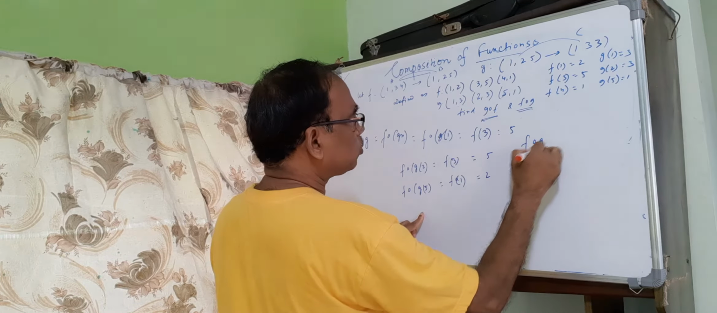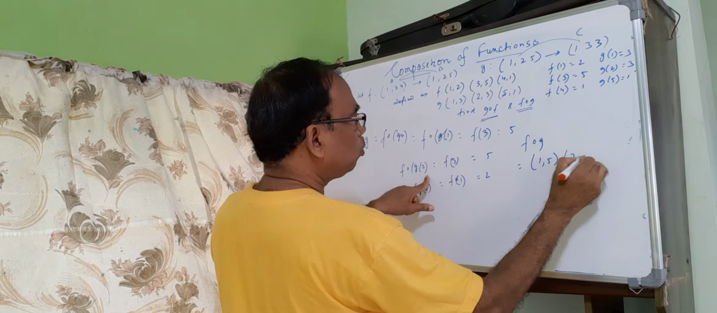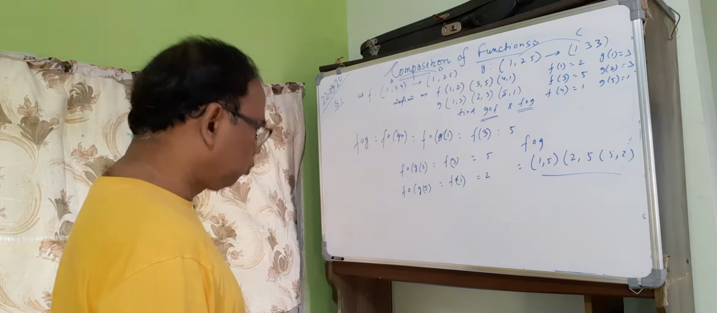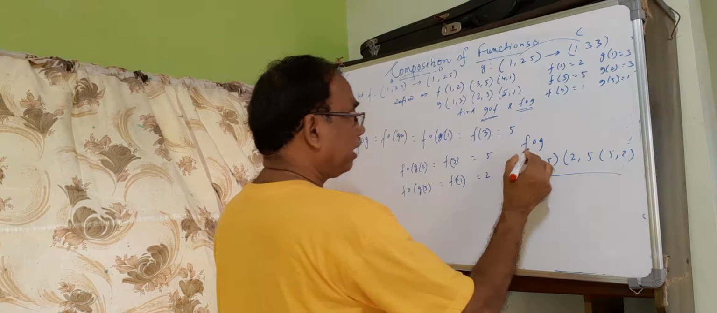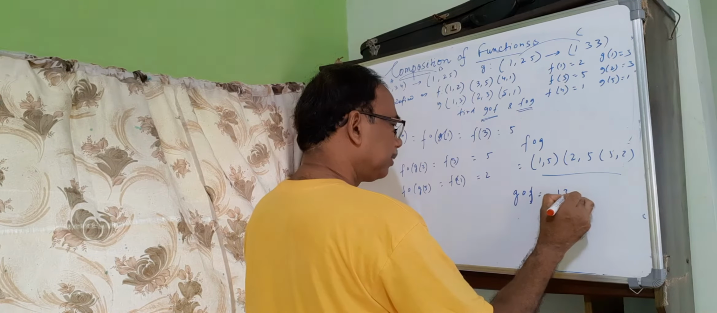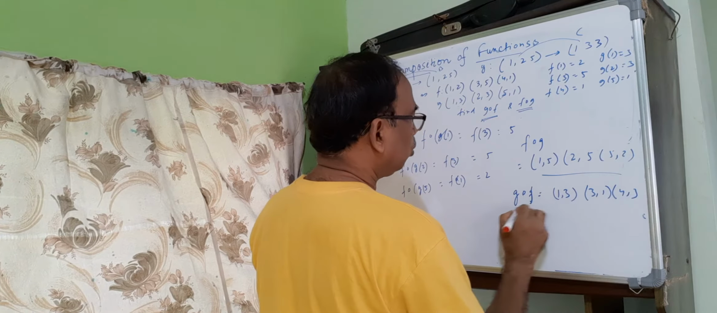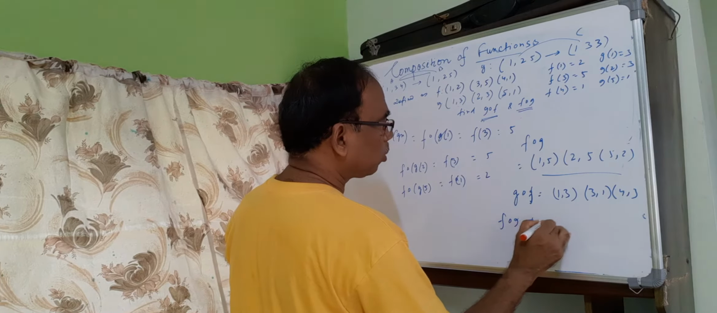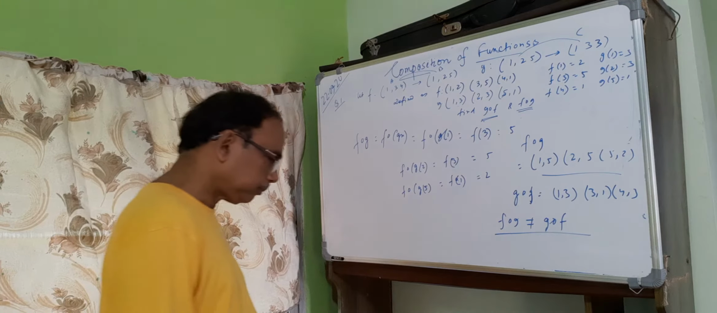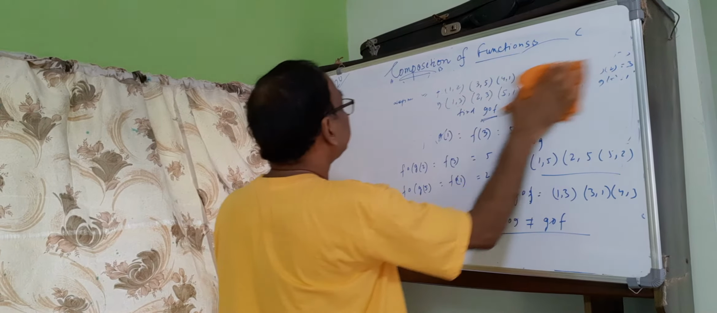So FOG equals (1,5), (2,5), (5,2). That is the FOG, and we got GOF equals (1,3), (3,1), (4,3). Look here, FOG is not equal to GOF. Now let's start sum number 2.